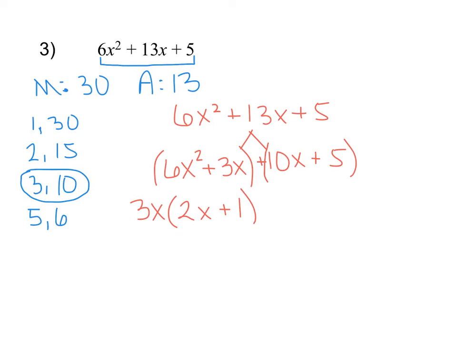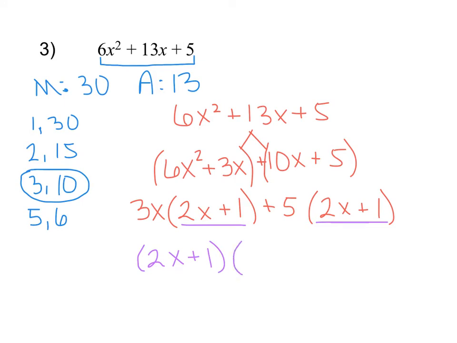My second term, we have a 10x and a 5, and our greatest common factor there is a positive 5. Then we're left with 2x plus 1. Again, to check my work, I'm noticing that both of them have that factor of 2x plus 1. So I'm going to write 2x plus 1 as my first factor. And my second one, I'm going to combine the 3x and the positive 5. So I have 3x plus 5. And that is my answer. Go ahead and pause the video and try number 4 on your own.